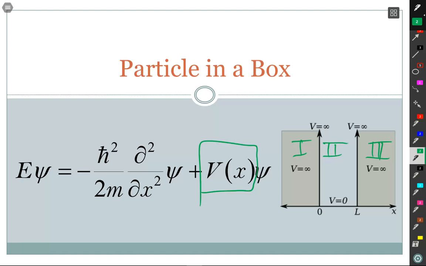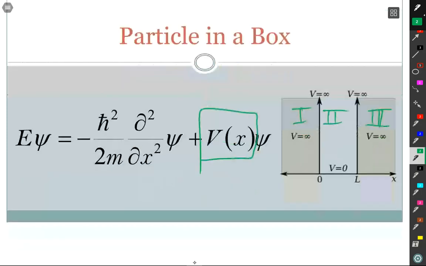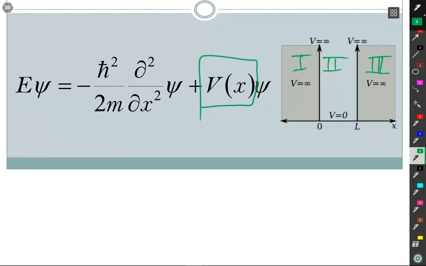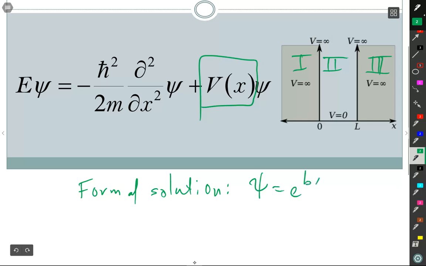You're left then with region 2. And so in region 2, this V was 0 and life was a little easier. We just had a simple second order linear differential equation. And I had to tell you that the solution to this has the form psi is equal to e to the bx.